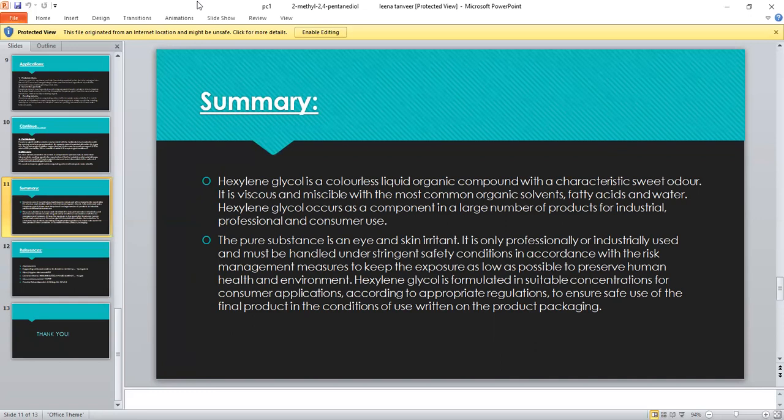It has many advantages, but it has disadvantages too, because it is an eye and skin irritant. In industries, it should be used with various precautions and management measures to preserve human health and the environment. When we use it, we should make sure that we are using the final product according to the conditions of use that are written on the product packaging.